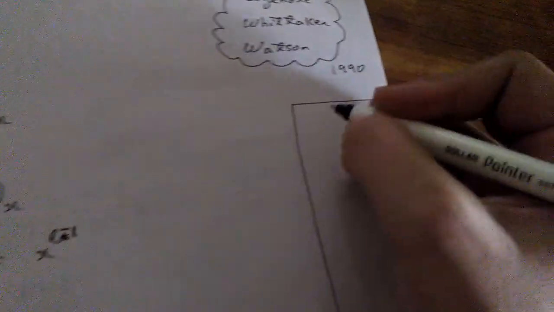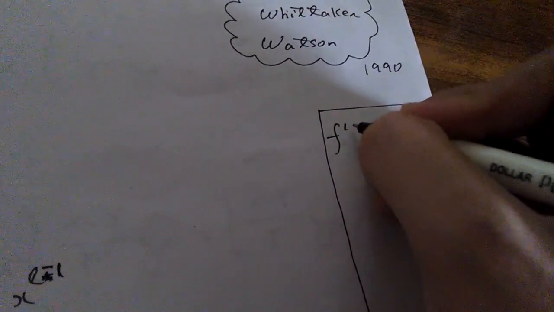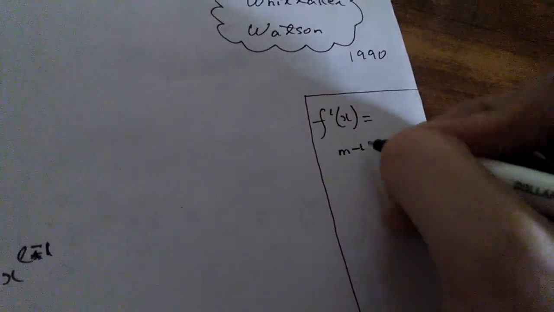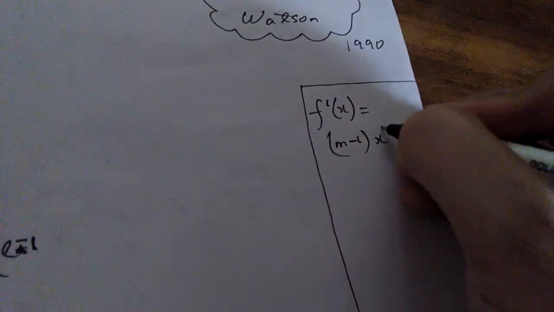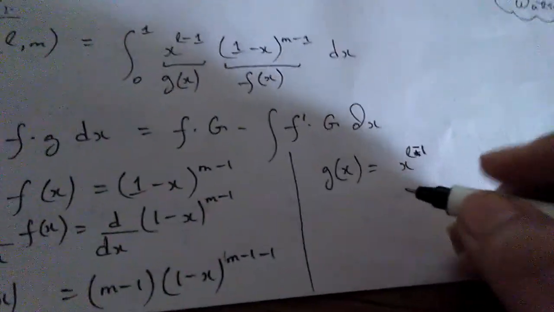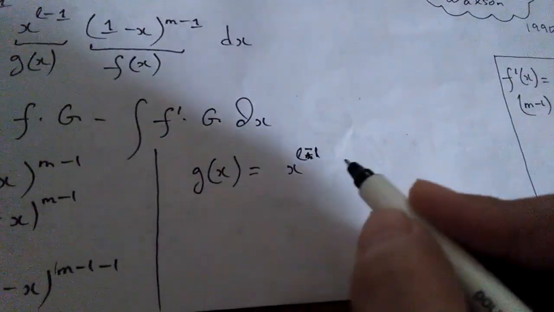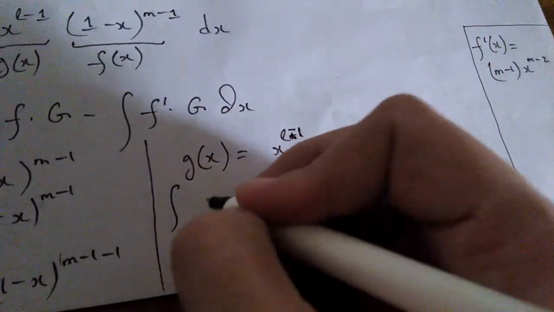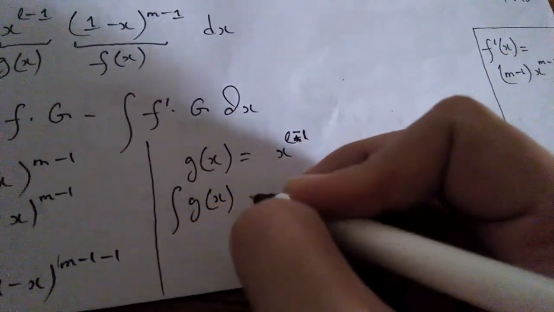Let me write down over here for you that my f dash x is m minus 1 times x to the power m minus 2. Alright, and now let's come over here and integrate both sides with respect to x. And that's how we are going to get our capital G of x.